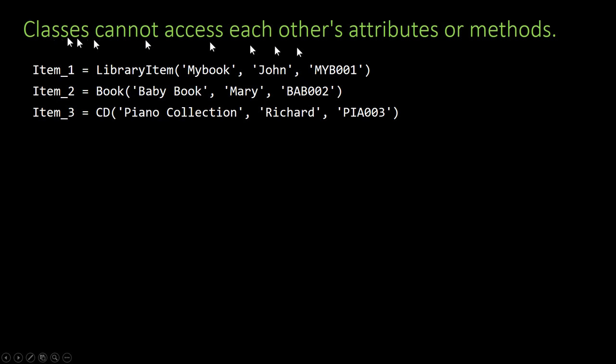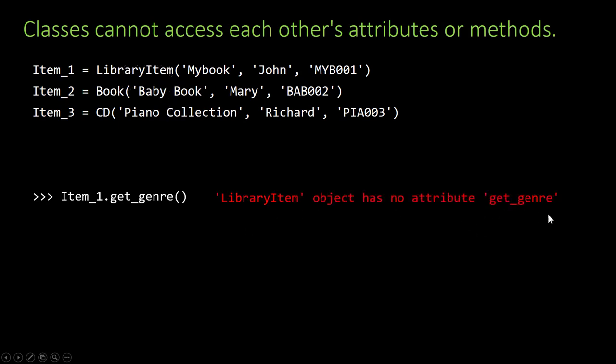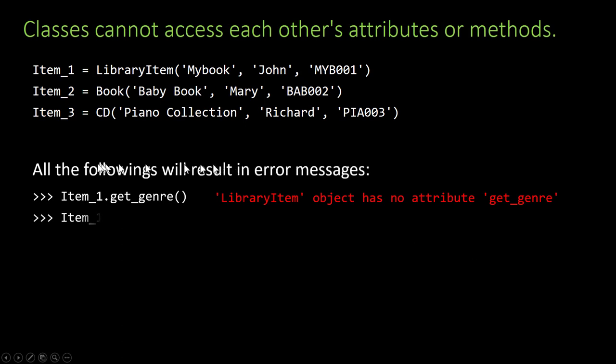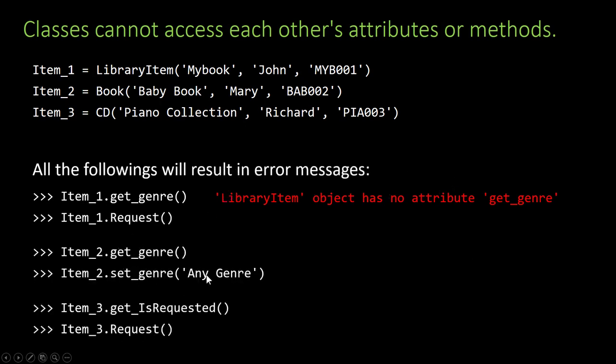Now you need to note that the classes cannot access each other's attributes and methods. So item1 is a LibraryItem, item2 is a Book object, item3 is a CD object. Now, if you were to run item1 getGenre, item1 is a LibraryItem. There is no such method as getGenre. Okay, so if you try to run the other methods on a wrong object, then you will get error messages.